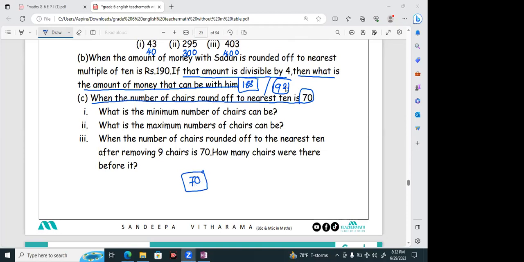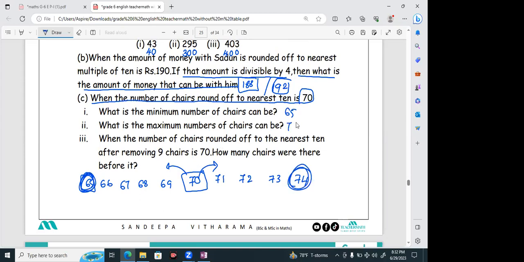When the number of chairs rounded off to the nearest 10 is 70. Round off කරාම එන value එක 70 ලු. 70 හම්බ වෙන්න අපිට කවුද තියෙන්නේ? 71, 72, 73, 74. 70 හැදෙන්න අනිත් පැත්තෙන් 69, 68, 67, 66, 65. Then what is the minimum? Minimum is 65. What is the maximum?